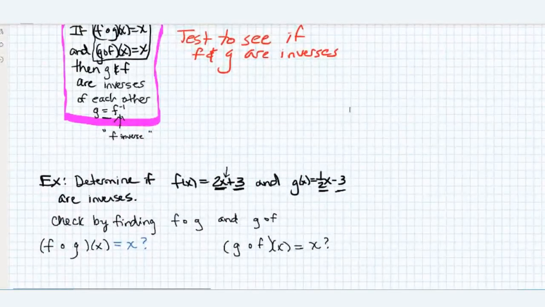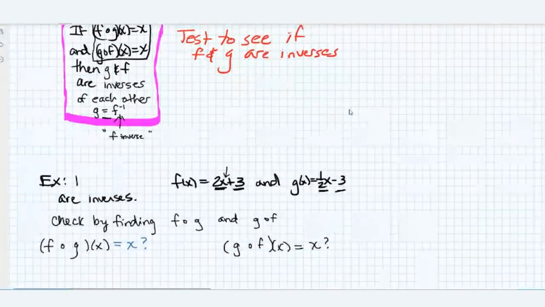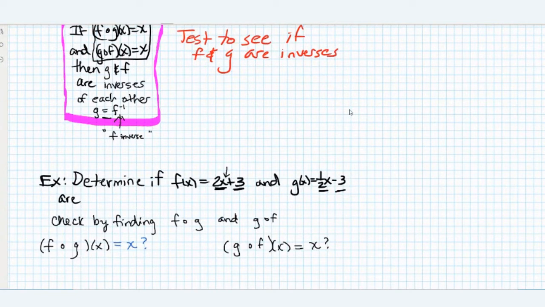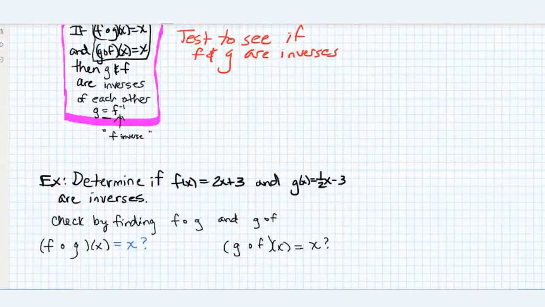So one type of problem that you will see is you'll be asked to determine if two functions are inverses of each other. This is a little sloppy, so I'm just going to rewrite it here. So we want to determine if f of x equals 2x plus 3 and g of x equals 1/2 x minus 3 are inverses. And the test for that is you find f of g and g of f, f composed with g of x and g composed with f of x, and we see if we end up with an x.